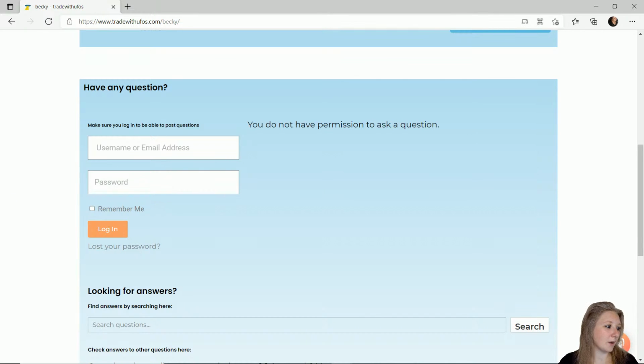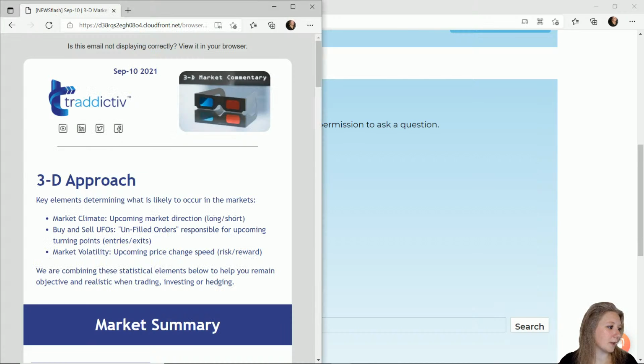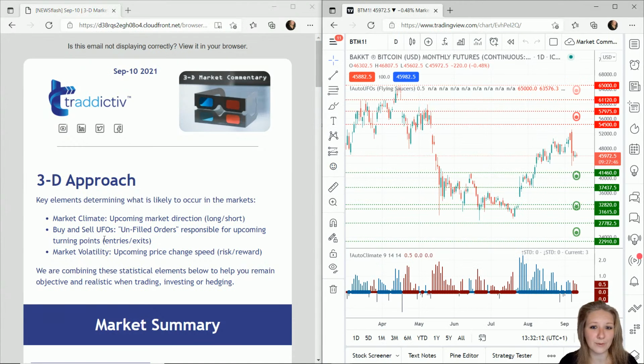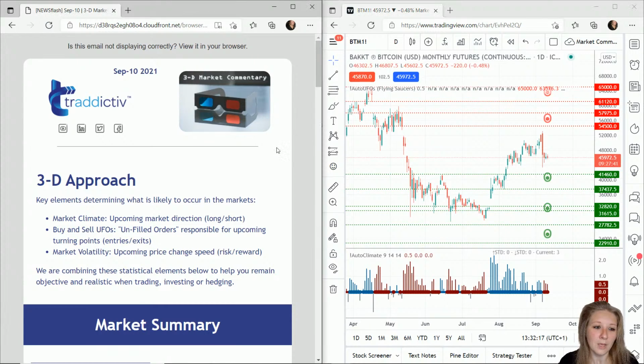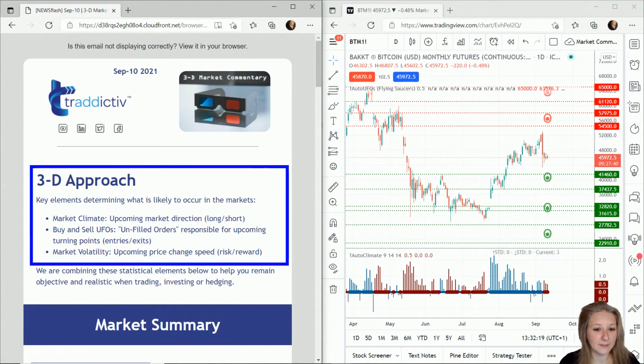Okay, so 3D market commentary, let's bring it up. So there we go, we have our news flash, that's the email that we send out, and obviously correlated to market data, which we'll take a look at in a sec as well. So like I said, it's a 3D approach because we look at 3 separate elements. The first thing we look at is market climate, meaning where do we have upcoming market direction probability? Is it going to go up? Is it going to go down, statistically speaking? Or is it maybe going to go nowhere? And therefore we figure out, are we going to buy, are we going to sell, or are we going to do nothing? Change time frame, change market, look at something else.